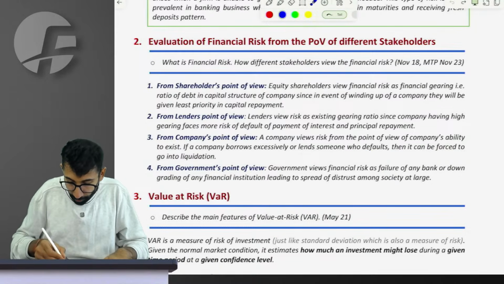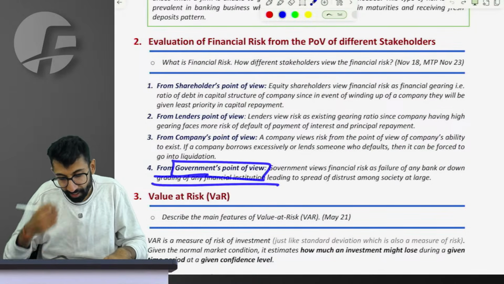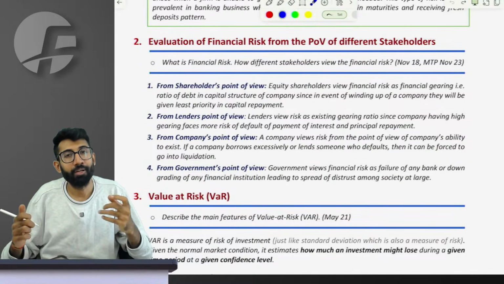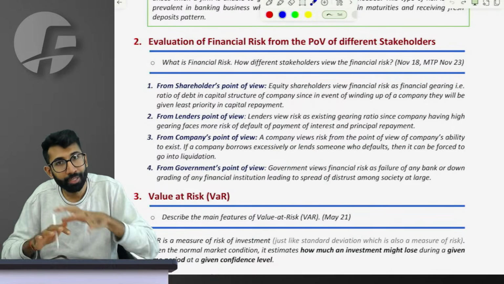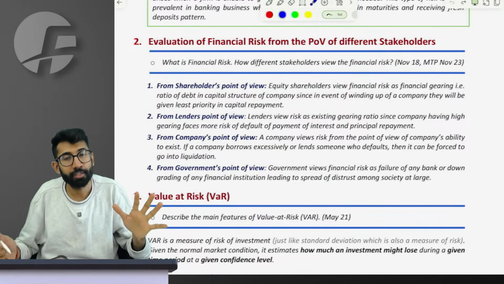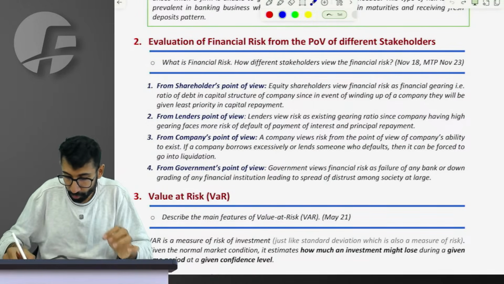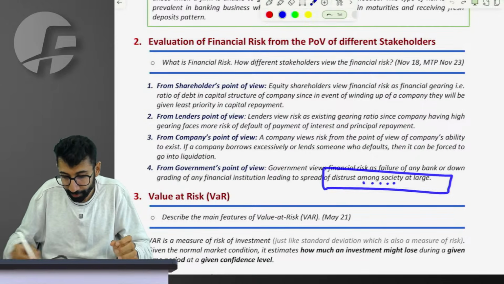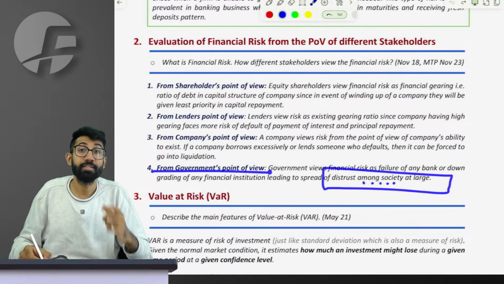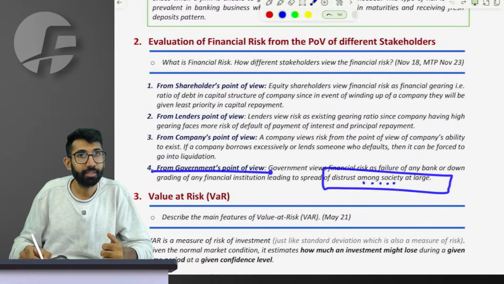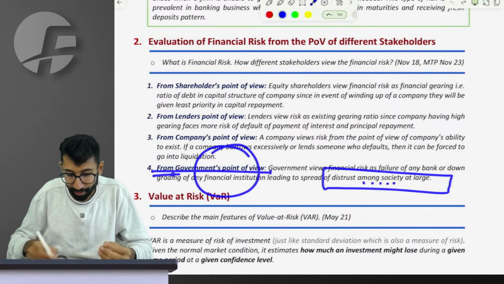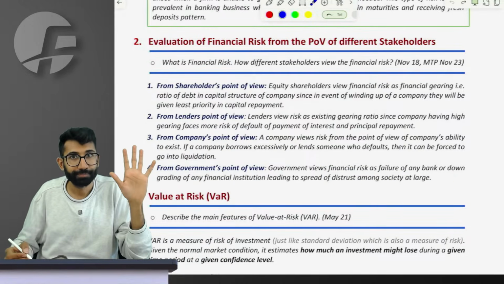Perfect. From the government, the risk is that if companies in the economy become bankrupt, the trust of the public in general, the trust of the investors in the economy will be lost. So society at large, it will lead to distrust. That is the risk that the government faces. So even the government would want any company to sustain actually.